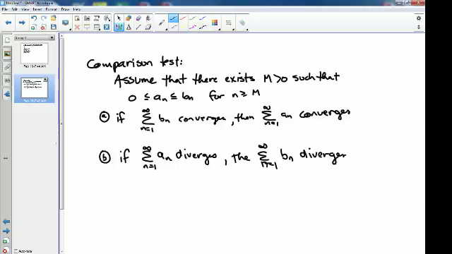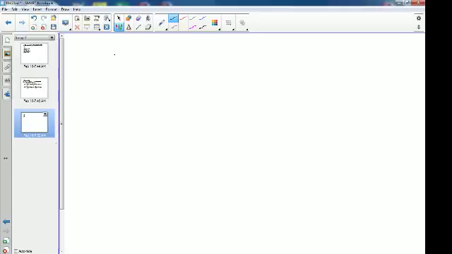Basically what you're going to be given is a series, and you're going to pick another series to compare it to. So you have to have some level of analysis here in order to pick the appropriate series to compare it to. It's usually fairly obvious, right? Let's look at one like this. Let's say series from n equals 1 to infinity, 1 over square root of n, 3 to the n. Okay, does it converge or diverge?